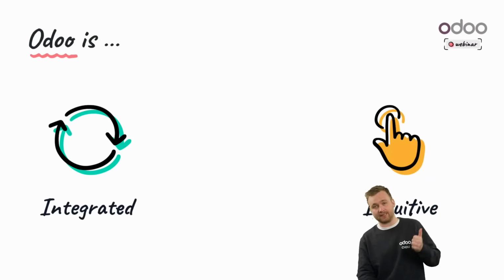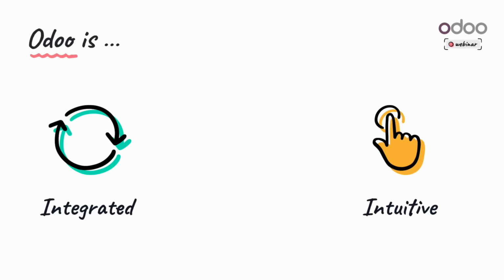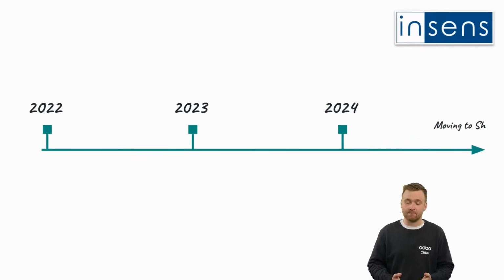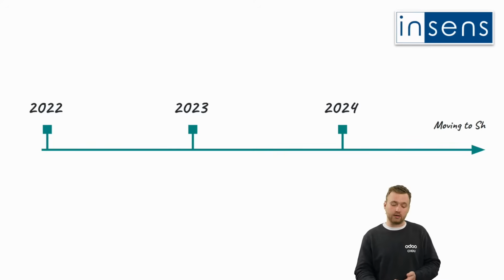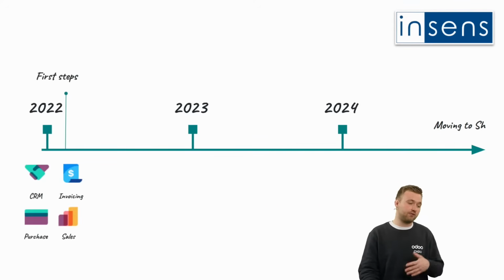So Odoo is integrated. All those modules work together. Odoo is intuitive. We make something simple that anyone can access. But Odoo is also scalable. And this is where I'm going to take, again, the example of Incense. So they were working in 2022 with the community version of Odoo. Okay, they've made the first step on the software.